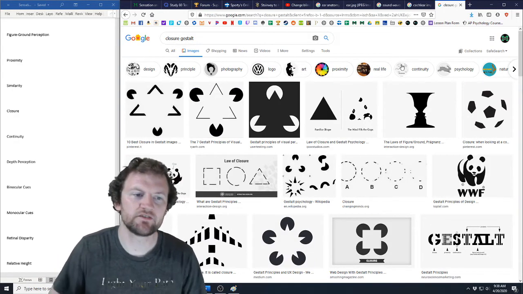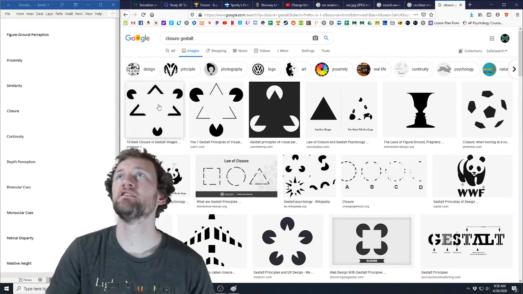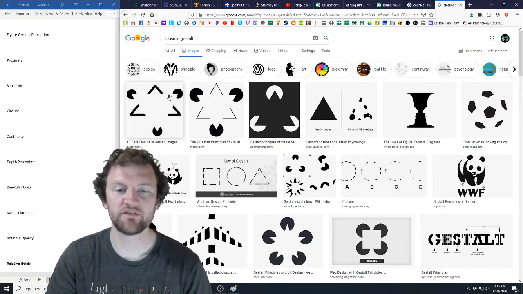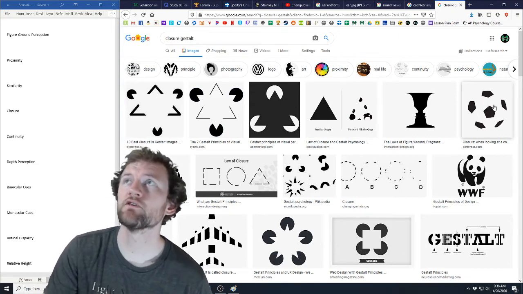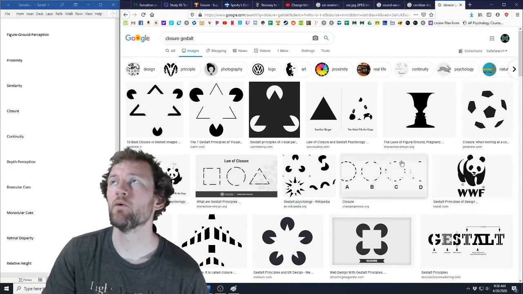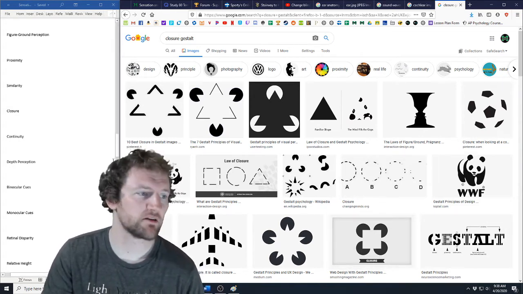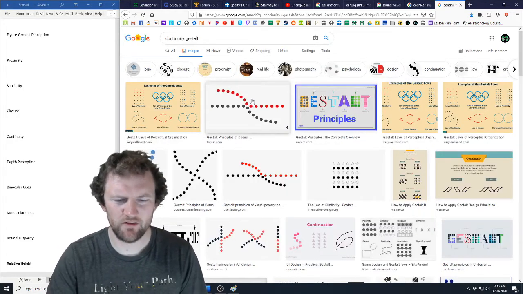Closure in these pictures is our brain likes to close off incomplete objects. So here we see, despite there is no triangle, but we see this triangle here because our brain closes off this incomplete object. We see a soccer ball here in the top right, even though there is no soccer ball, and so on. Or a square here, even though there is no square, our brain closes off incomplete objects, and that's closure. Continuity is one of the more obscure ones.